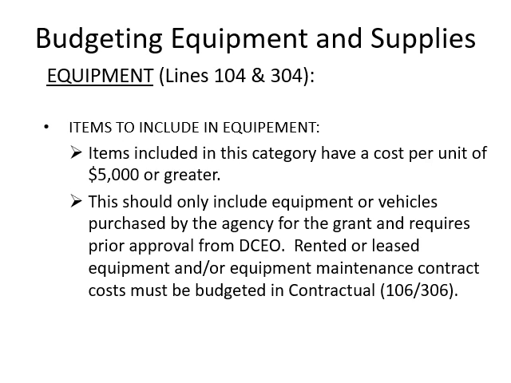The items to include generally in the equipment category are items that have a cost per unit of $5,000 or greater, and this should only include equipment or vehicles purchased by the agency for the grant, and it requires prior approval from DCEO. Rented or leased equipment or equipment maintenance contract cost must be budgeted in the contractual line item, which is 106 for program support and 306 for administration.